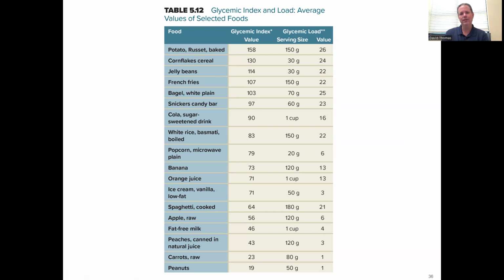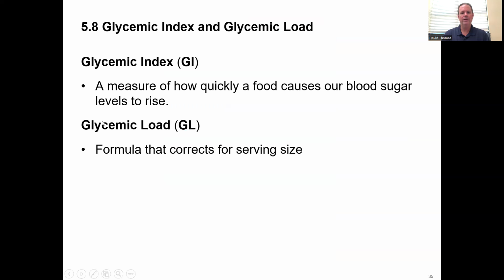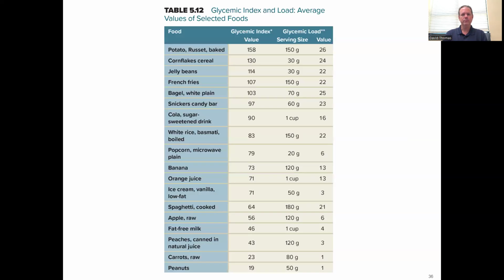One of the things here with glycemic index is it doesn't really take into account the overall serving size that you're looking at. So, it says potato, russet baked potato, but what size are we talking about? Is it a small potato, large potato, whatever? And so that's where glycemic load comes in. It takes the information from the glycemic index, but also tries to correct for what size serving you're looking at, which is very important.